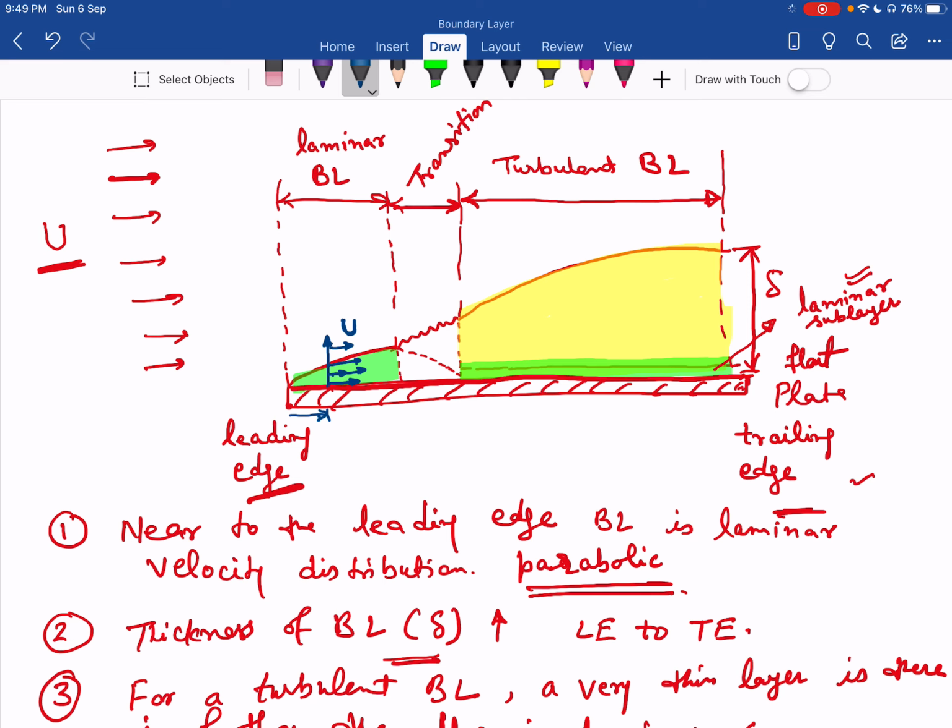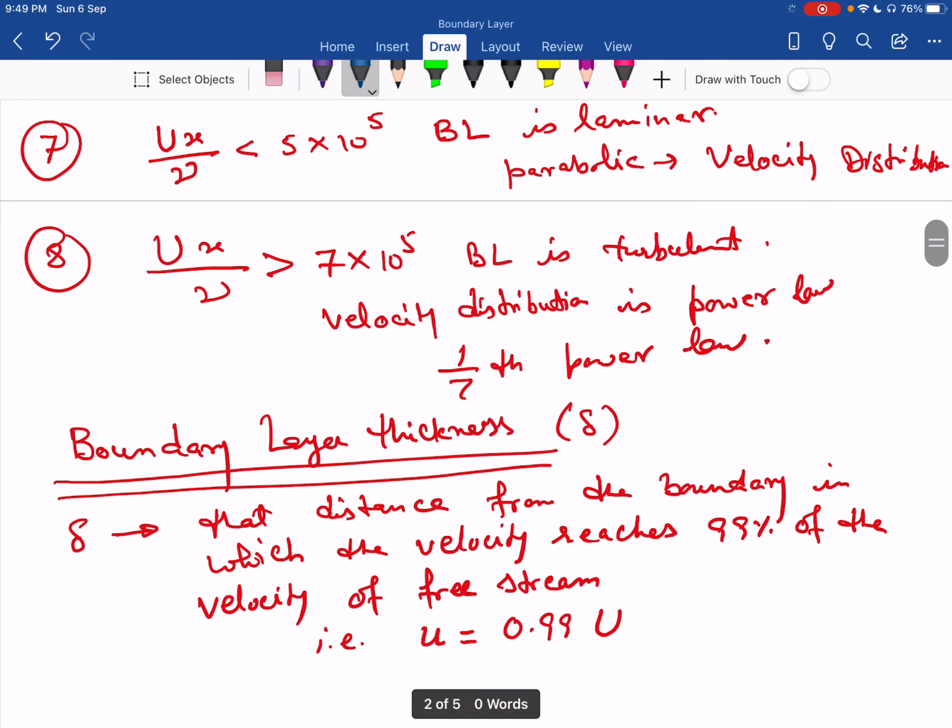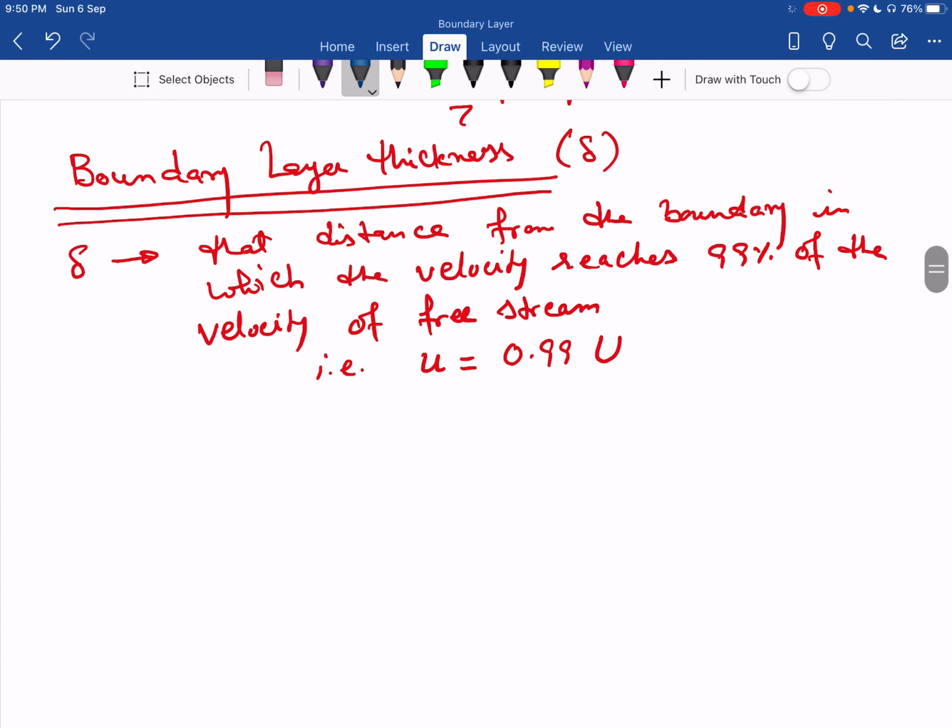Now keep in your mind that this definition gives us only an approximate value of the boundary layer thickness. That is not the exact value. It gives us some idea of that thickness. So for greater accuracy, we have to adopt other definitions, and we have three different definitions of boundary layer thickness.